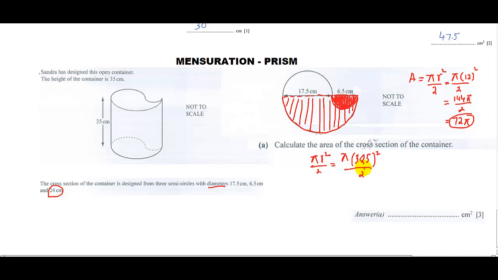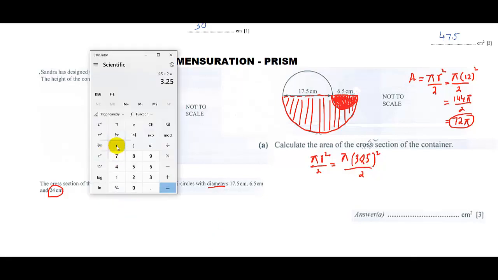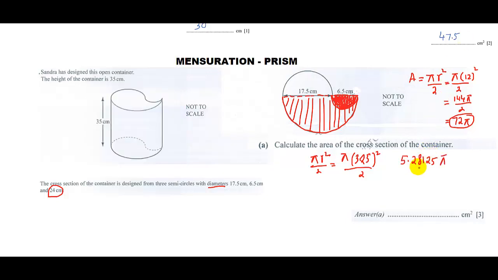So let's check it with the calculator. So let's take the square and then divided by 2. It will be 5.28125 pi. Now we will subtract the area of this small semicircle from this big semicircle. So we will do it later on. First we will try to find the area of this semicircle now.